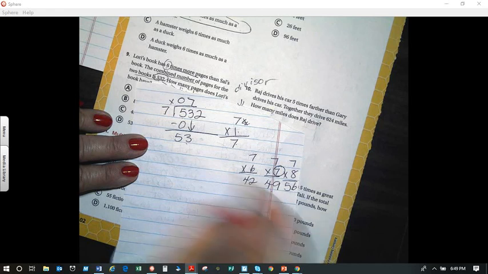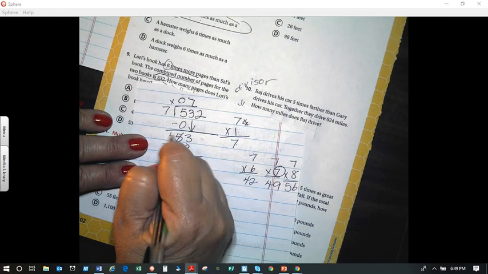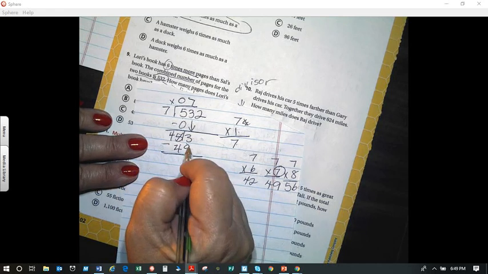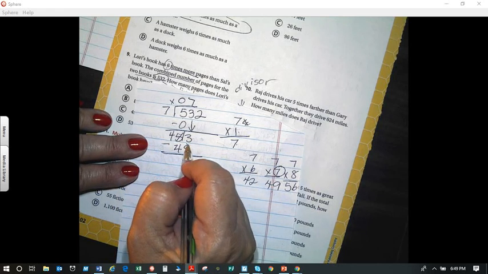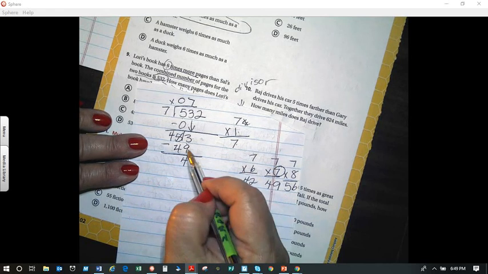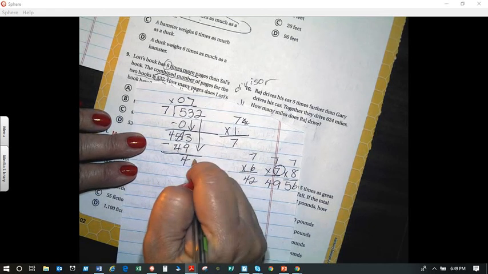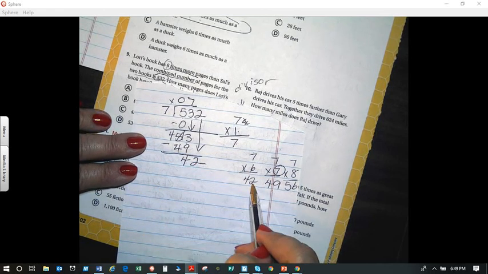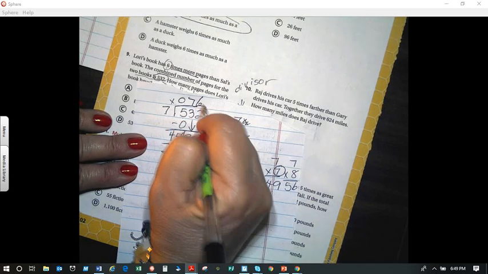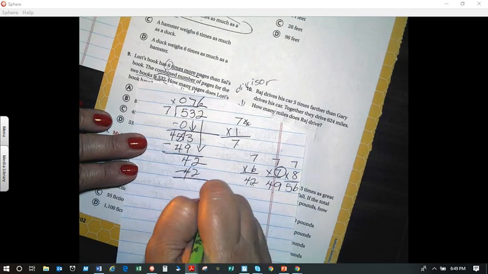7 times 7 equals 49. Subtract that out. This becomes a 4. So it's 9, 10, 11, 12, 13. So it's 4. And then I bring down my 2. Well, I already figured that one out, and I said that 7 times 6 equals 42. So my 6 goes up here. 6 times 7 equals 42, and it's 0.